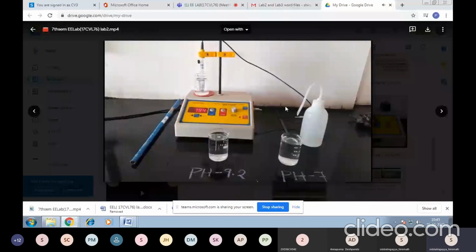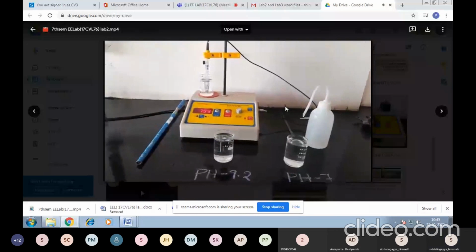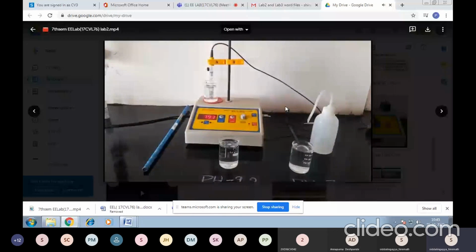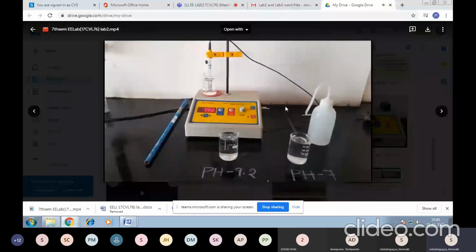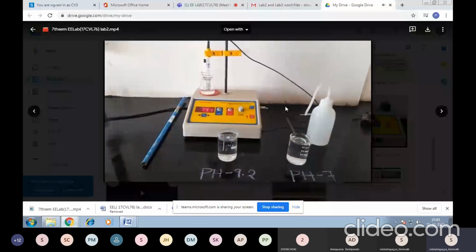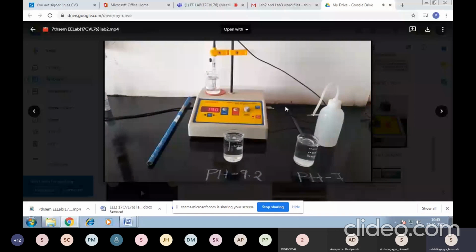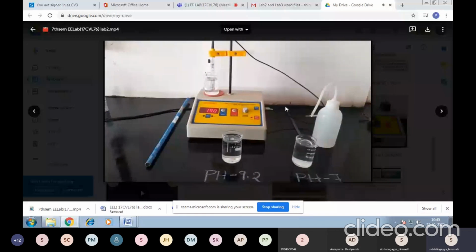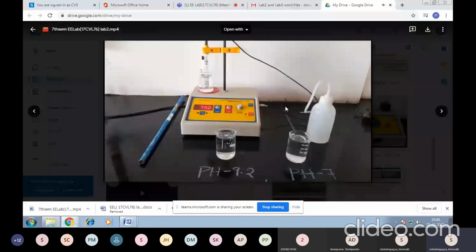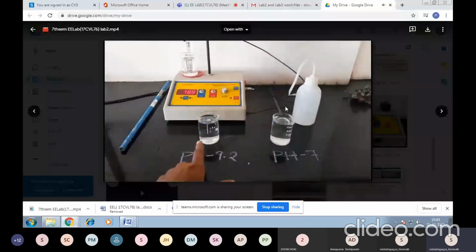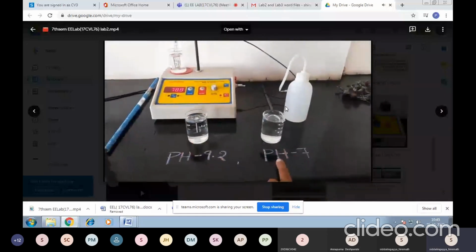Now, come to the procedure of the experiment. There are three major steps involved in the experiment. They are: first, preparation of reagents; second, calibrating the instrument; and third, testing of the sample. So, to start with the first step, that is preparation of reagents. Using the buffer tablets, we can prepare the solutions of pH 9.2 and pH 7.